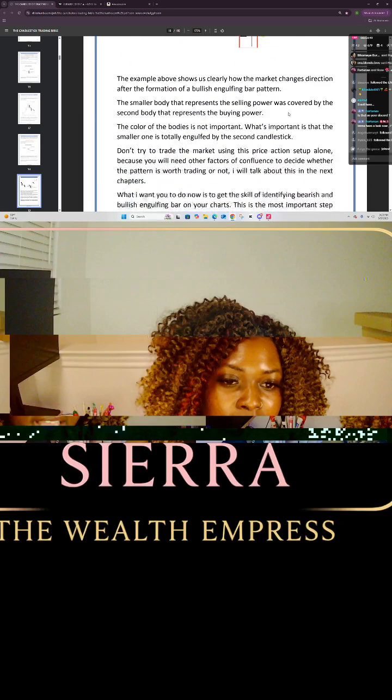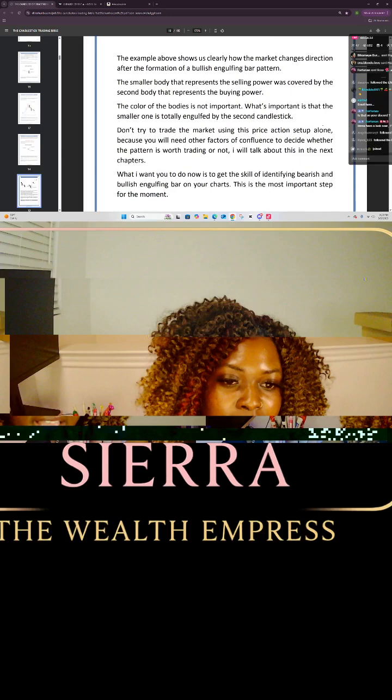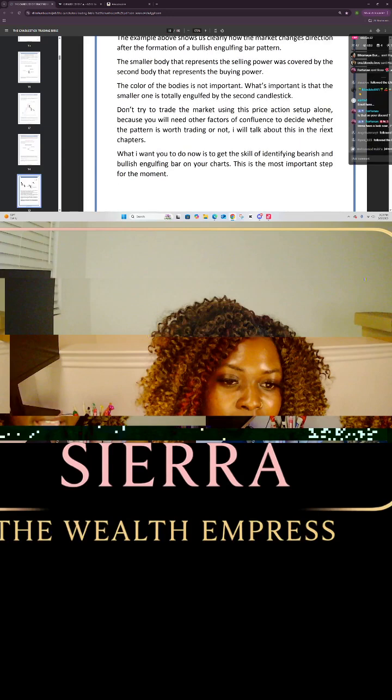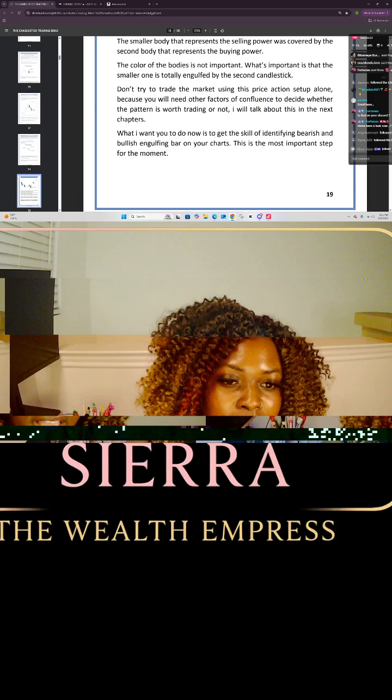The example above shows us clearly how the market changes direction after the formation of a bullish engulfing bar pattern. The smaller body that represents the selling power was covered by the second body that represents the buying power. The color of the bodies is not important. What's important is that the smaller one is totally engulfed by the second candlestick. Don't try to trade the market using the price action setup alone because you will need other factors of confluence to decide whether the pattern is worth trading or not. I will talk about this in the next chapters. What I want you to do now is get the skill of identifying bearish and bullish patterns on your charts.